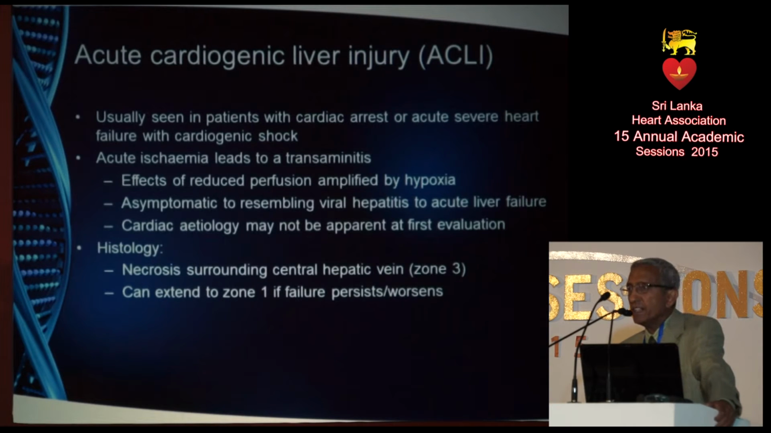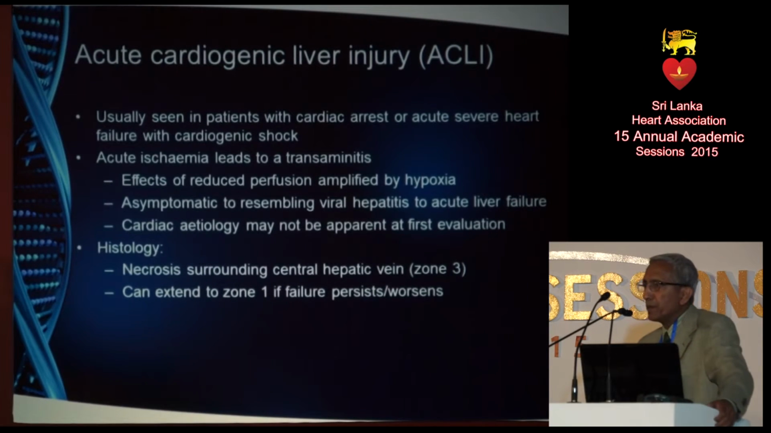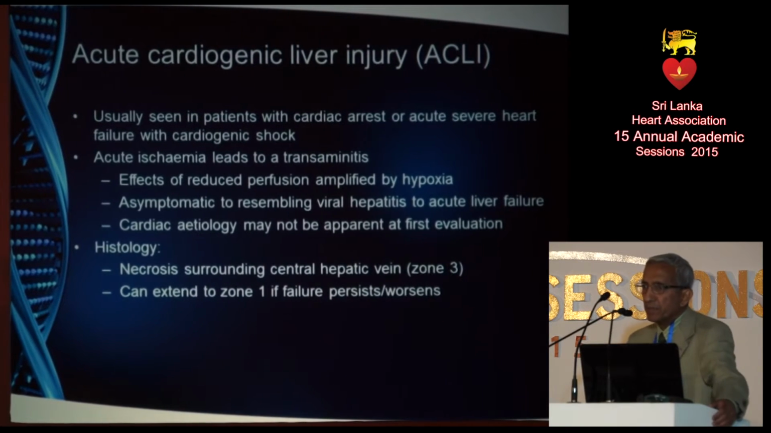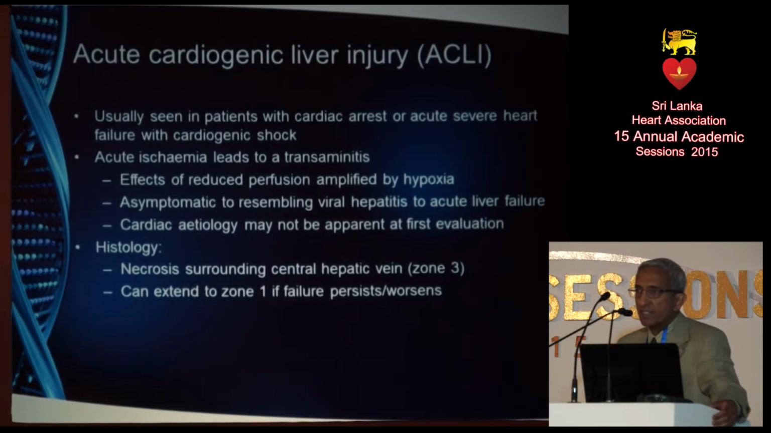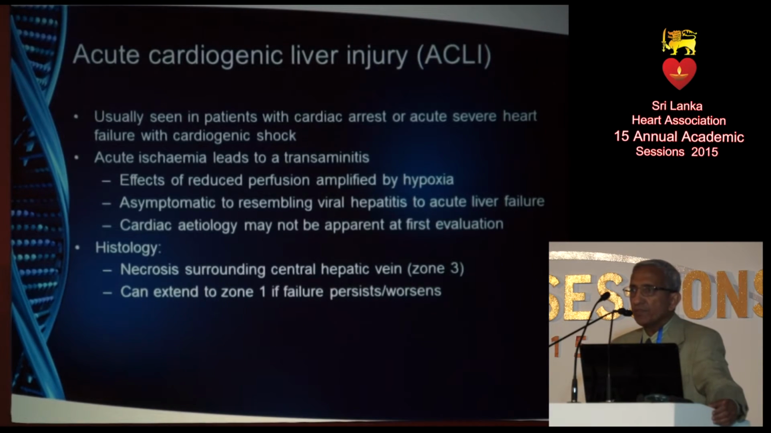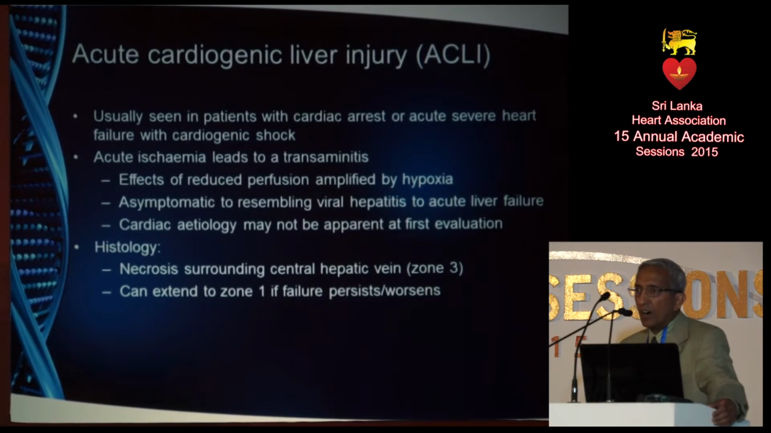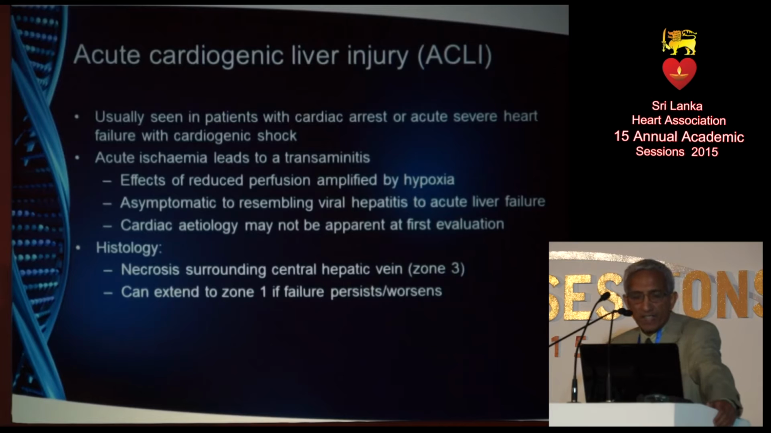Acute cardiogenic liver injury is usually seen in patients with a cardiac arrest or acute severe heart failure with cardiogenic shock. And the acute ischemia leads to a transaminitis. And any hypoperfusion effect would be amplified by any concomitant hypoxia due to pulmonary edema if oxygenation can't be maintained. From a clinical point of view, the majority may remain asymptomatic and you'd see the liver function abnormalities, although it can go to further stages of resembling a viral hepatitis or even acute fulminant liver failure.